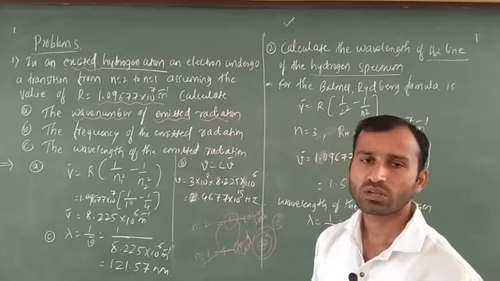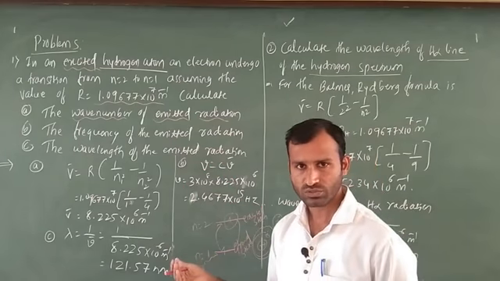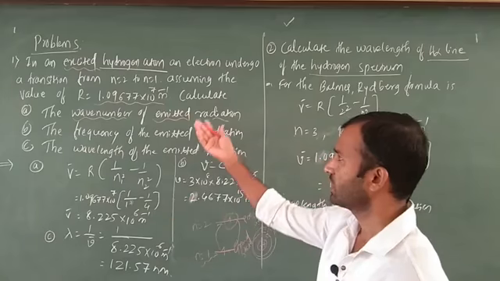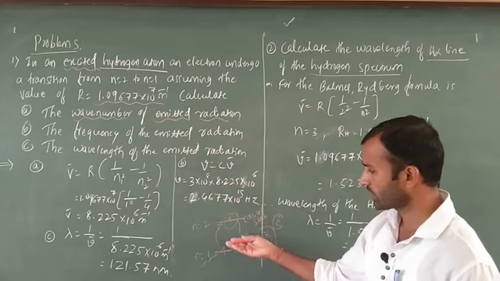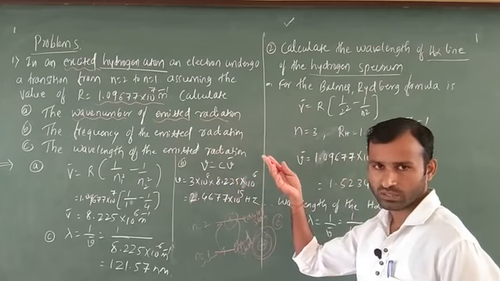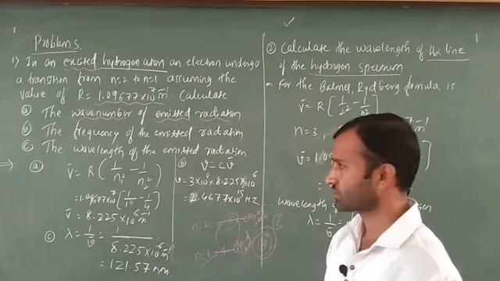In this case, which formula are you going to apply? Obviously you have to apply the Rydberg constant formula. Don't apply Balmer, because they are asking n equal to 2 to n equal to 1. If n equal to 2 is the last level, that is Balmer, but in this case we have to apply the Rydberg constant formula.